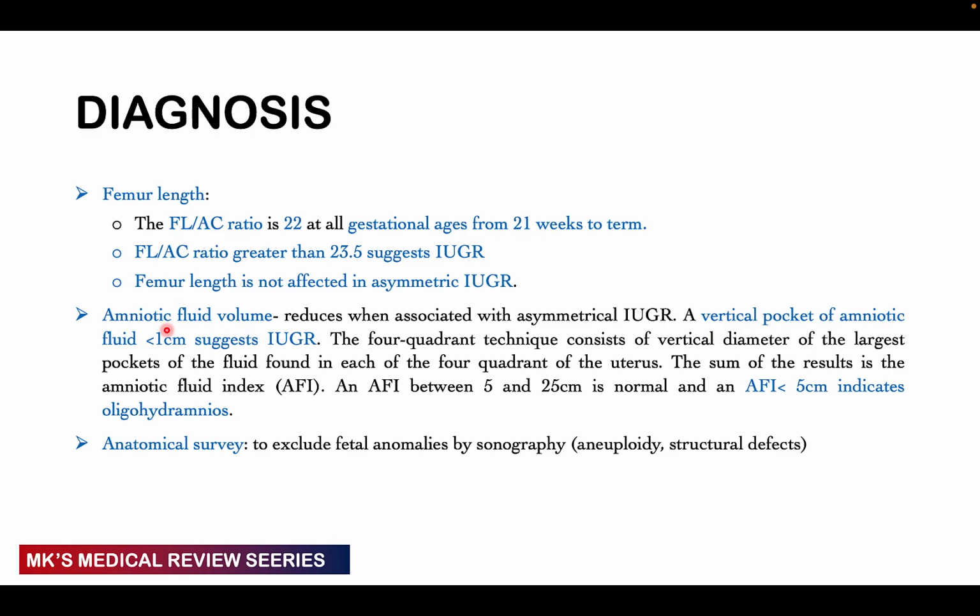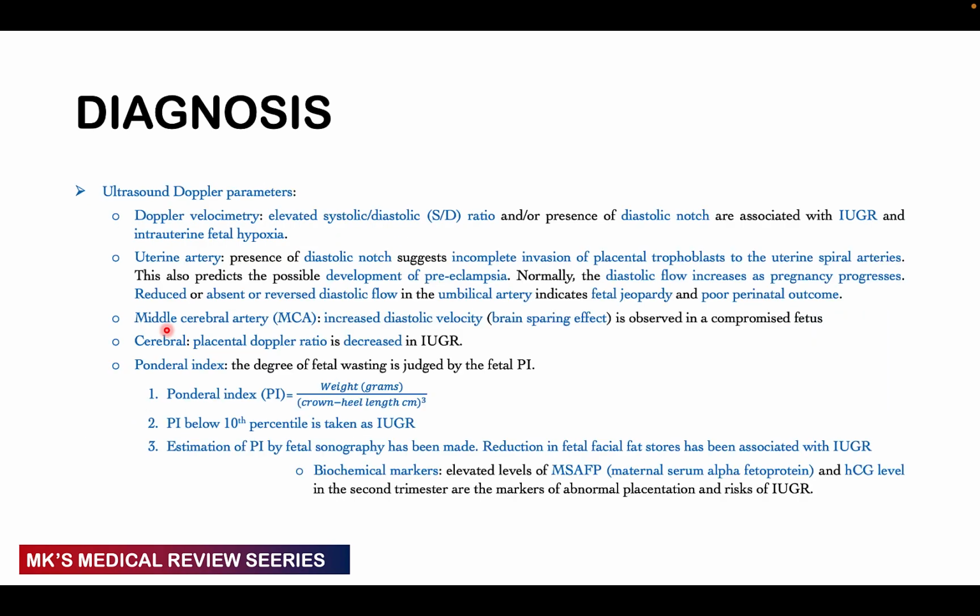You should also use your ultrasound for an anatomical survey to exclude any fetal anomalies, things like aneuploidies and other structural defects. We also want to get ultrasound Doppler parameters. So your Doppler velocimetry is going to show an elevated systolic-diastolic ratio, or there may be some diastolic notch. These are going to be associated with intrauterine growth restriction as well as intrauterine fetal hypoxia.